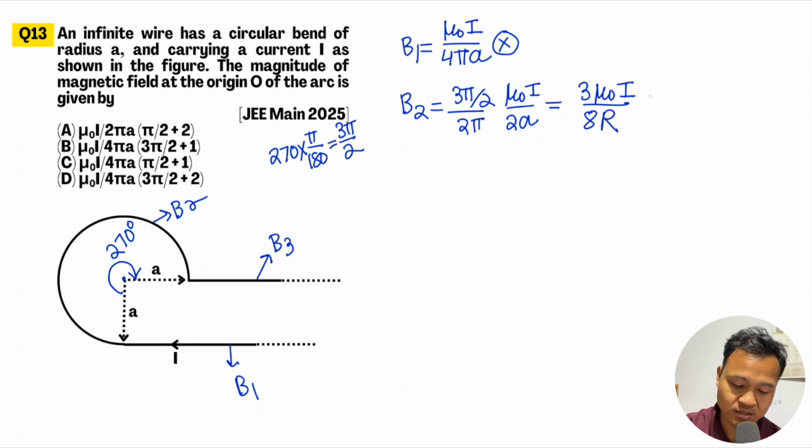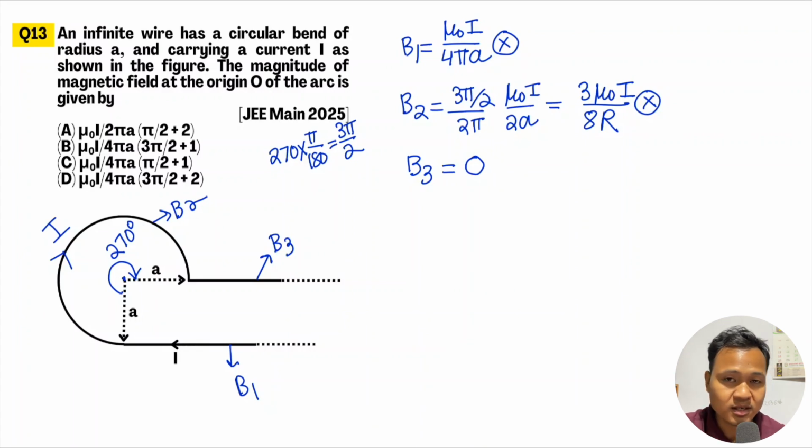So this is current evaluation. Current is going clockwise direction. So you take your right hand, curl it along the current, so you will be pointing inwards. Now next part is B3. B3 is also a semi-infinite wire, and the thing here is that B3 will be 0. You see this wire passes through the given point.